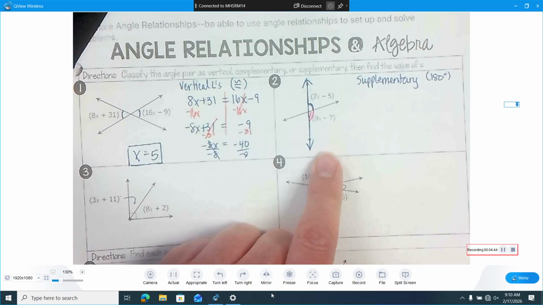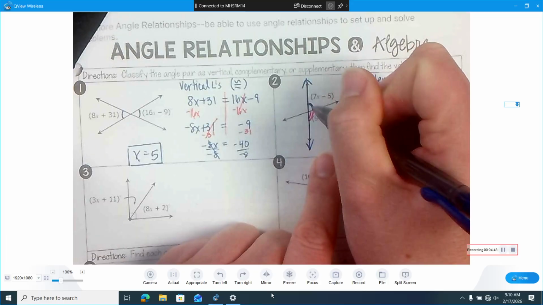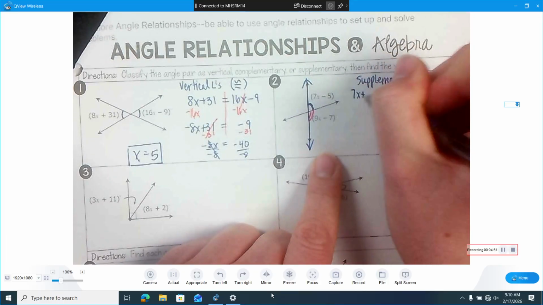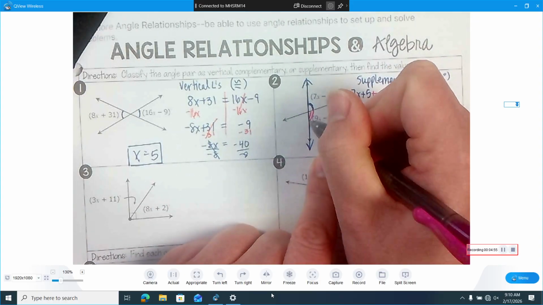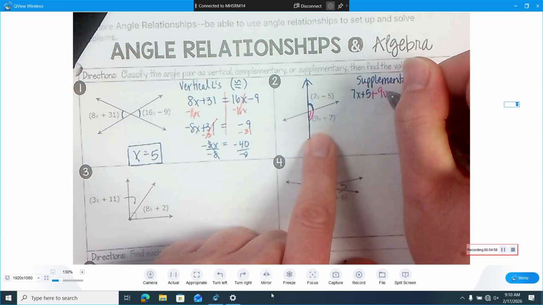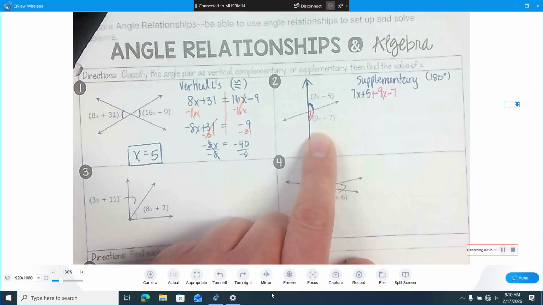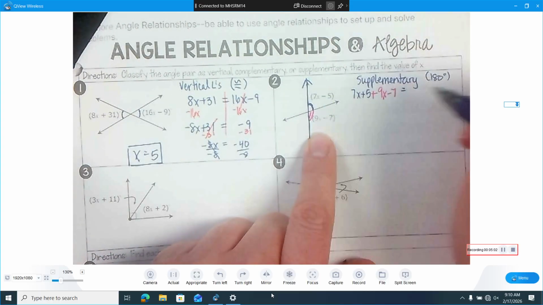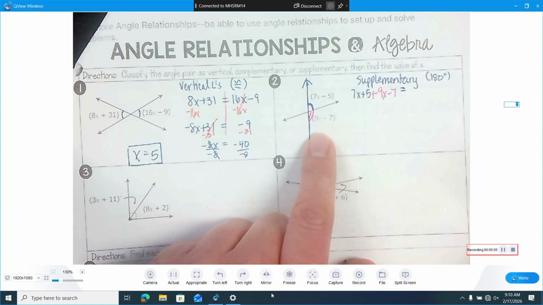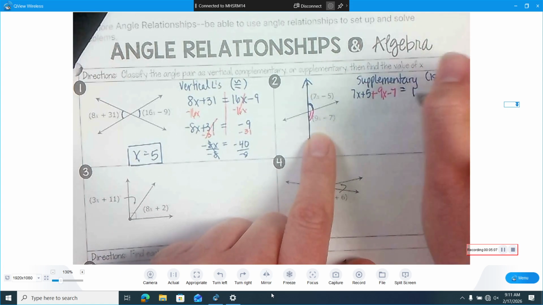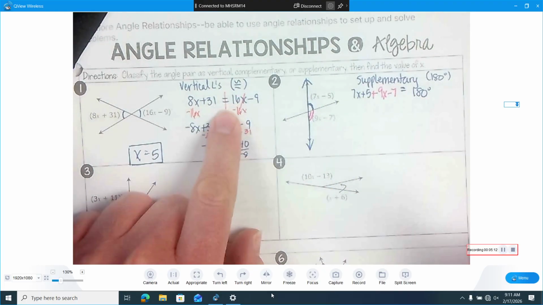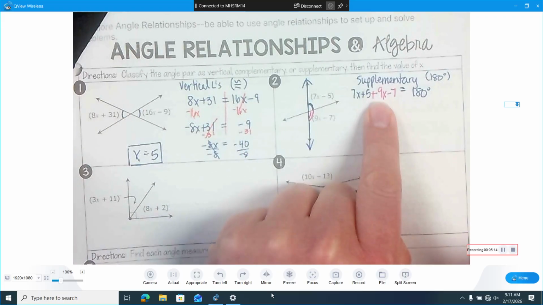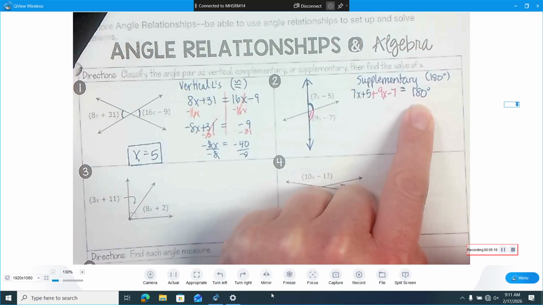Are they equal to each other or should they be added up? We're going to say, hey, this blue angle, the 7x plus 5, plus the other angle, my pink angle here, 9x minus 7. Because they form a straight line, what should they equal? 180 degrees. So your job today is to figure out, do I write an equation where they're equal to each other? Or do I add them up and set them equal to 180?